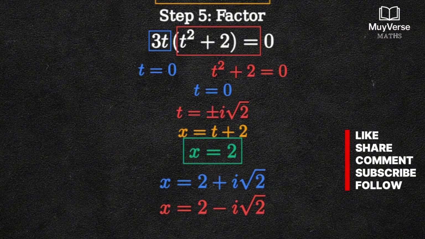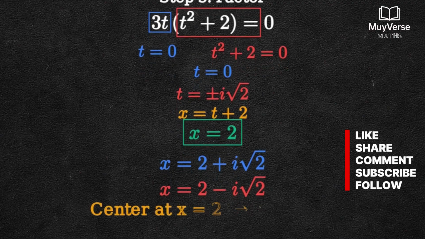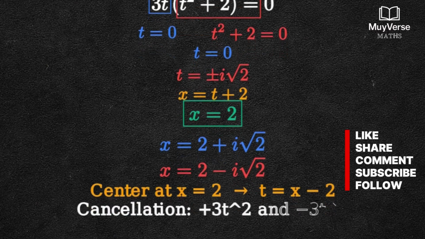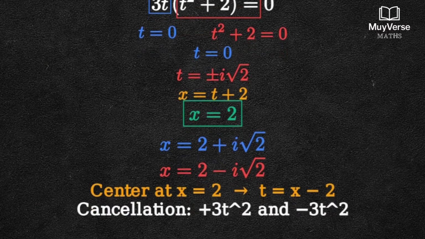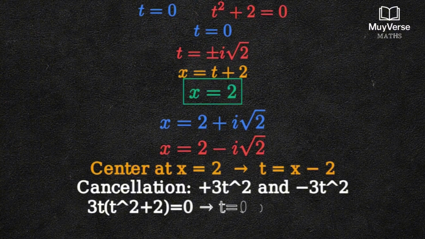Quick visual cue. Center at 2, so the shifts become t plus 1, t, and t minus 1. The quadratic parts cancel, leaving 3t cubed plus 6t. Factor to 3t times (t squared plus 2), and solve. Shift back by 2. Done.